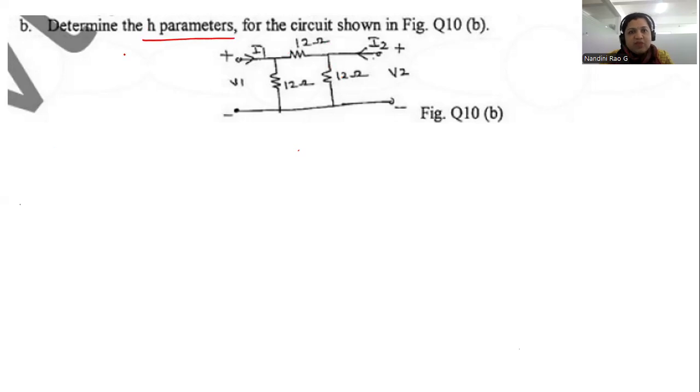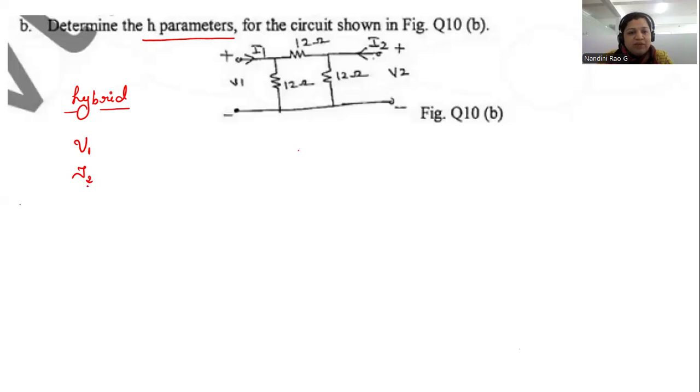So write the expression in terms of H parameter. H is nothing but hybrid. So definitely you are supposed to remember it is a hybrid of both input, output as well as the voltage and current. Okay. So always remember you are supposed to recall the LHS part of the expression so that it will be easier for you to write the complete expression.